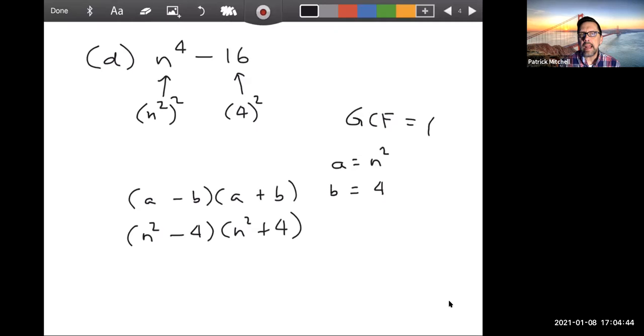Are you looking at that n squared minus 4? All right, because that is another difference of two squares, isn't it? All right, this is, of course, just the square of n.